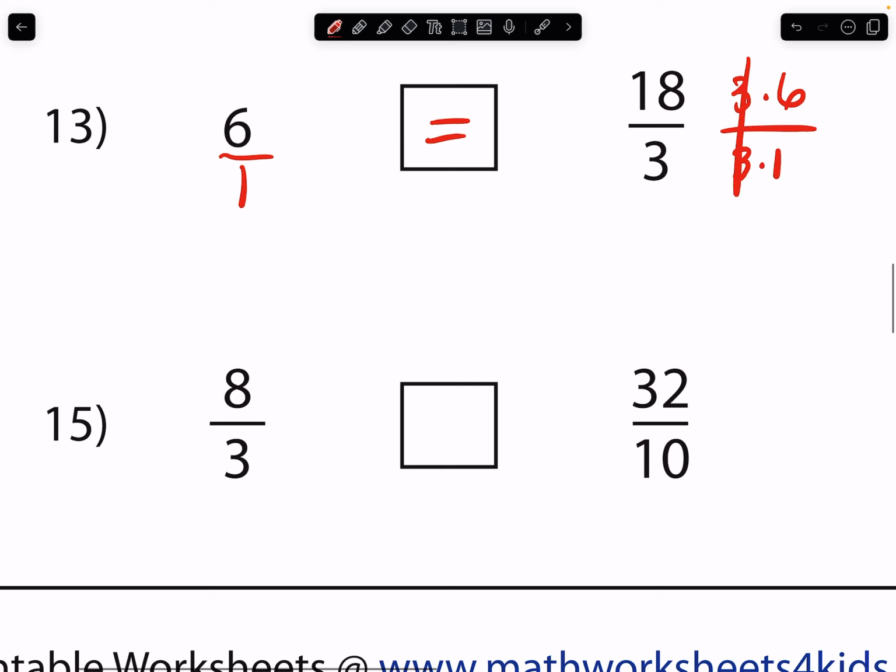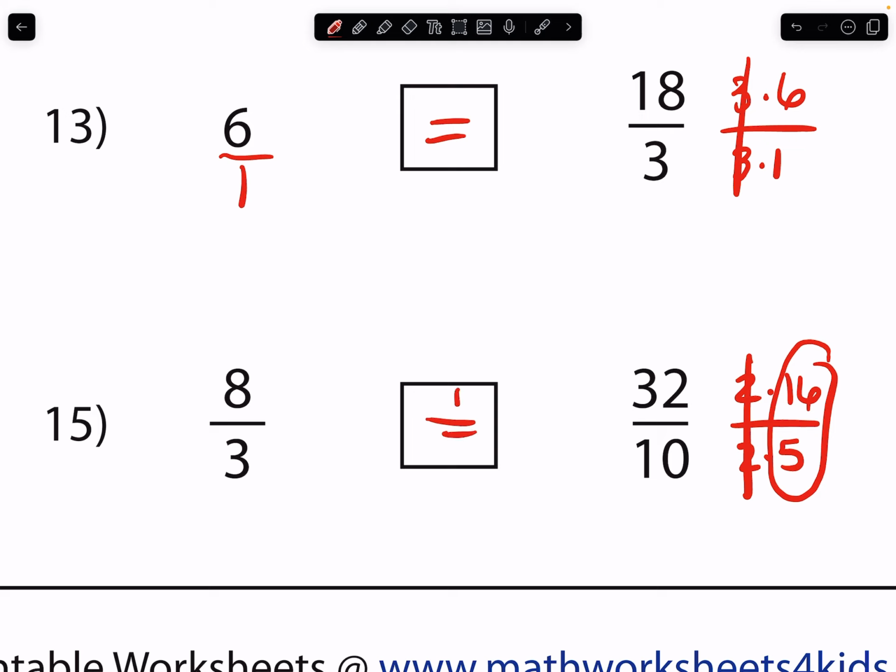Let's do 15. All right, 8 over 3, their count by 3 numbers don't match with 8, so it won't simplify anymore. These have a count by 2, so I'm going to do 2 times 5 on the bottom and 2 times 16 on the top. I'm left with 16 over 5, which does not match. So there's the answer to that one.